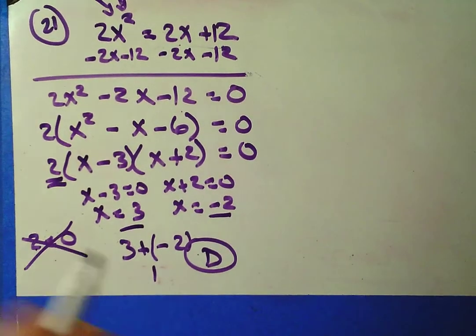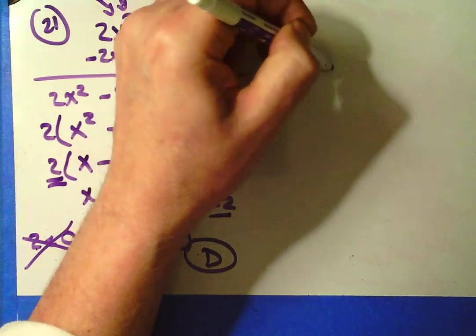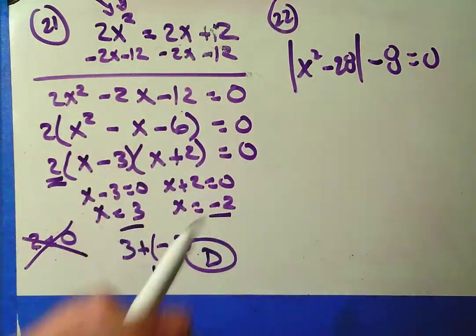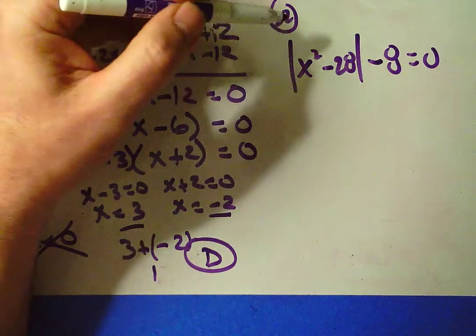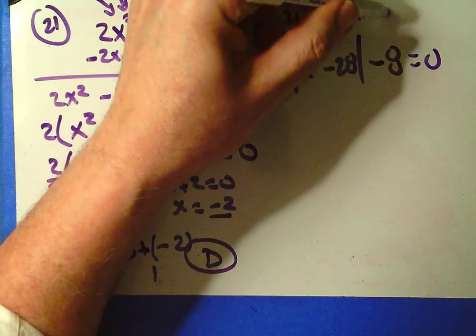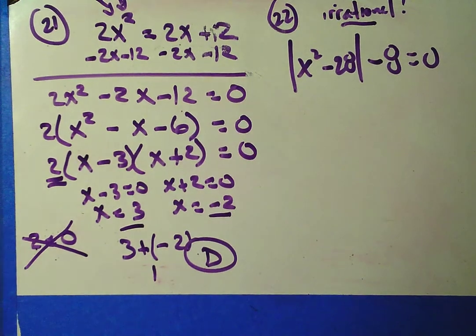Okay. Let's take a look at 22. Which of the following is an irrational solution to x squared minus 28 in absolute values minus 8 equals 0? All right, well, remember with absolute, did you hear that key word in there? Irrational. Remember, irrational numbers are numbers like pi that go on forever, or e, or the square root of 2, or the square root of 3. Numbers that cannot be written as a ratio of integers.